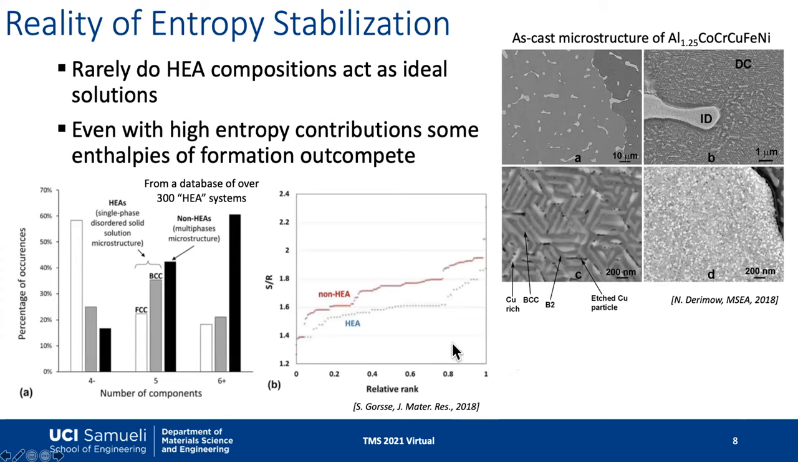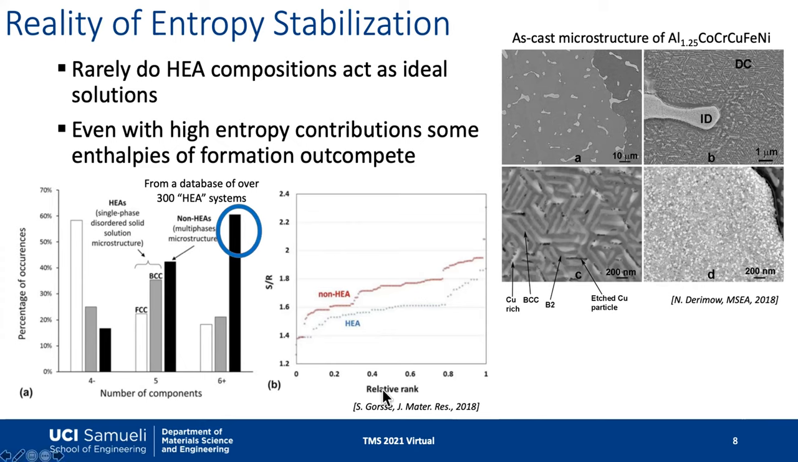Gorst also showed and analyzed over 300 HEA systems. It was a very good review compiling the data from these many systems from the literature. And the bar chart shows for five element systems that while some exhibit single FCC or BCC phases, a majority achieve multi-phase microstructures, and that six plus even more are dominated by multi-phase states, as you can see here.